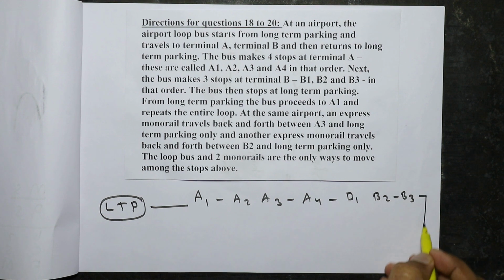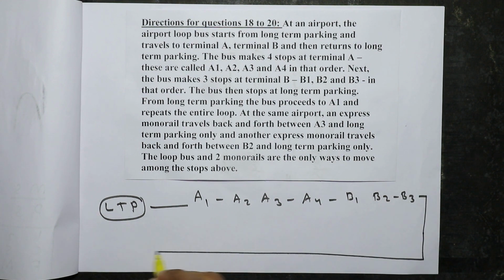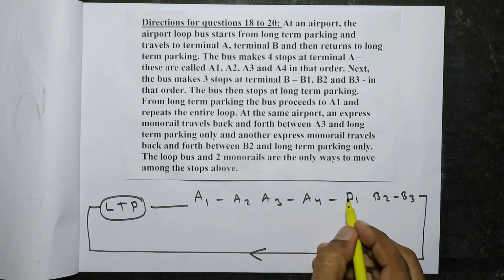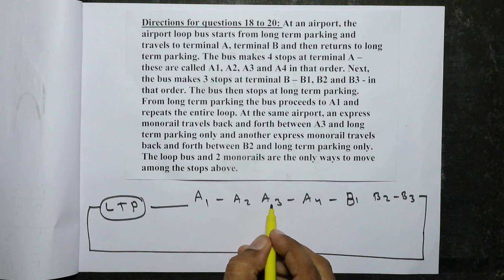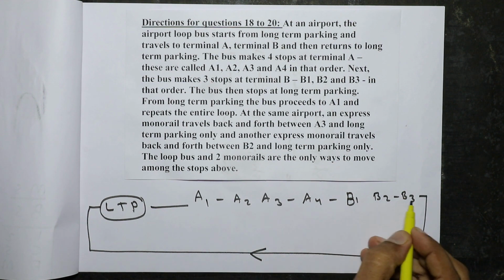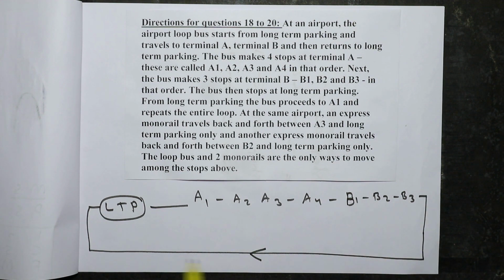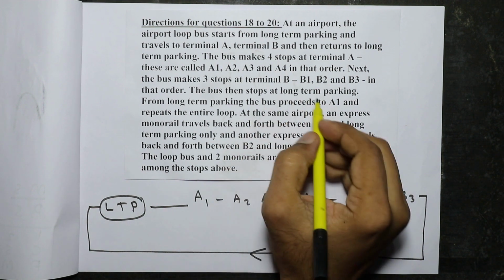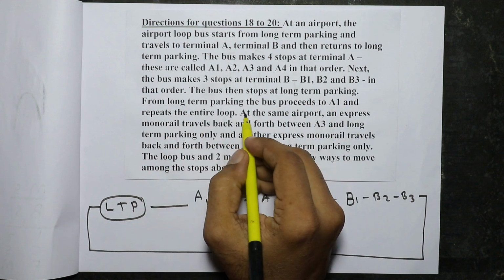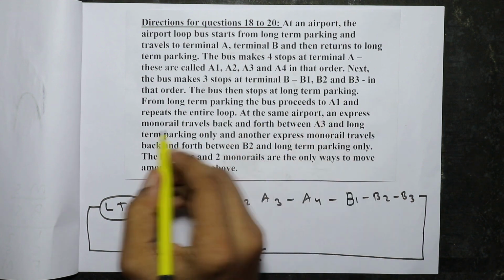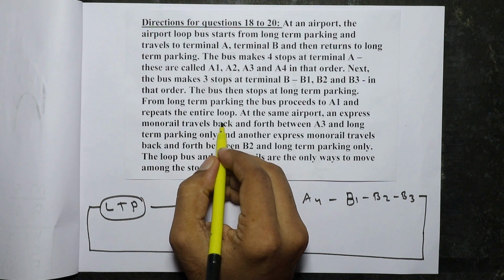So from B3 it goes to long-term parking. So it starts from long-term parking, then A1, A2, A3, A4, then B1, B2, B3 in this order, then it goes back to long-term parking and repeats this loop. From long-term parking, the bus proceeds to A1 and repeats the entire loop.